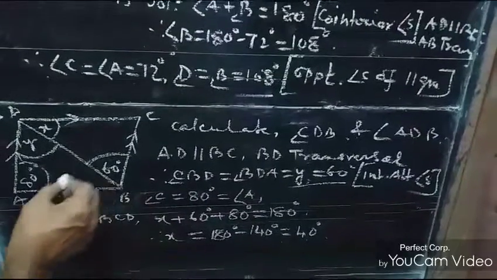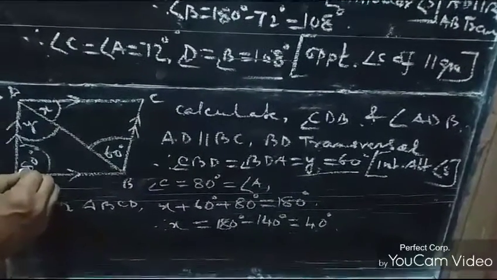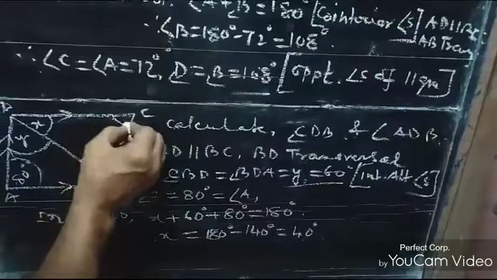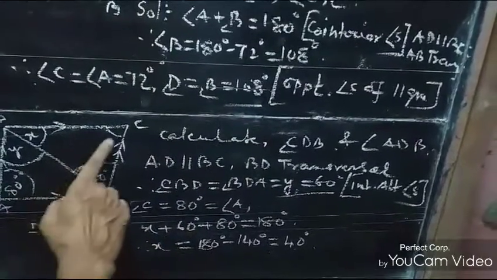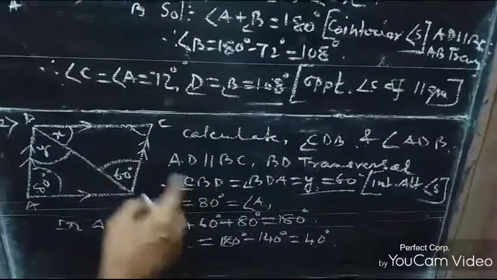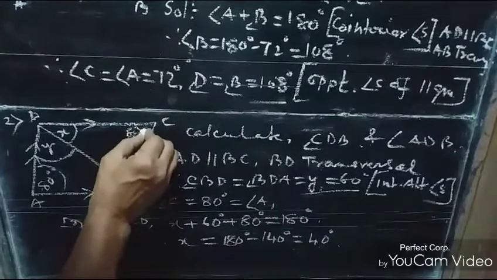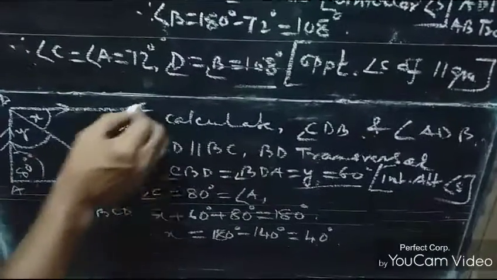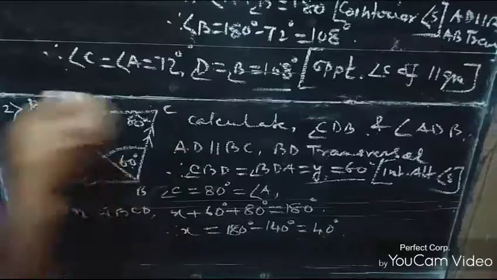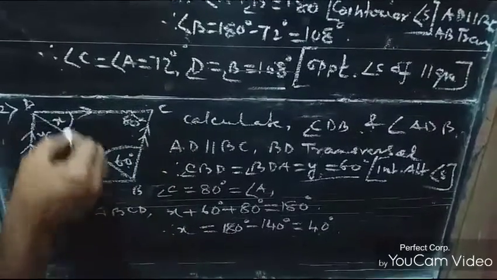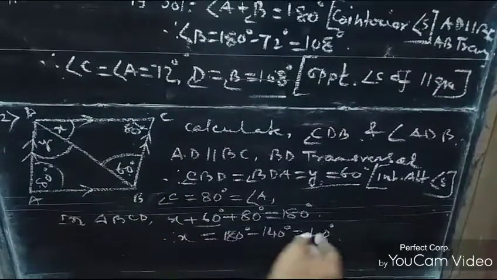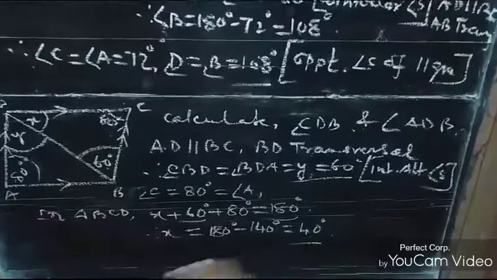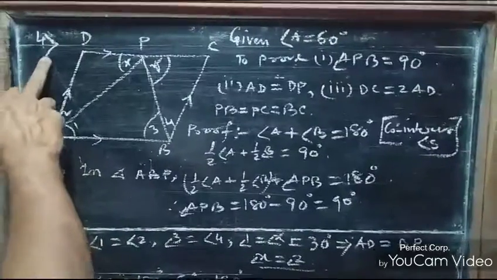Now, as angle A equals 80 degrees, then C must be 80 degrees because this is the opposite angle of the parallelogram. So if this is 80 degrees and this angle is 60 degrees, then from triangle DBC, these two angles are given, so X plus 60 plus 80 equals 180, then X will be 40 degrees.